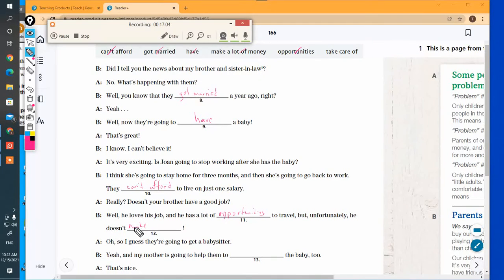Okay, please excuse my poor handwriting.